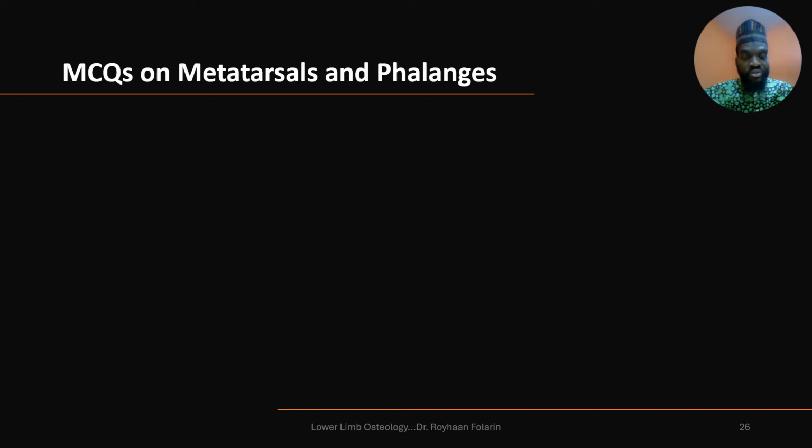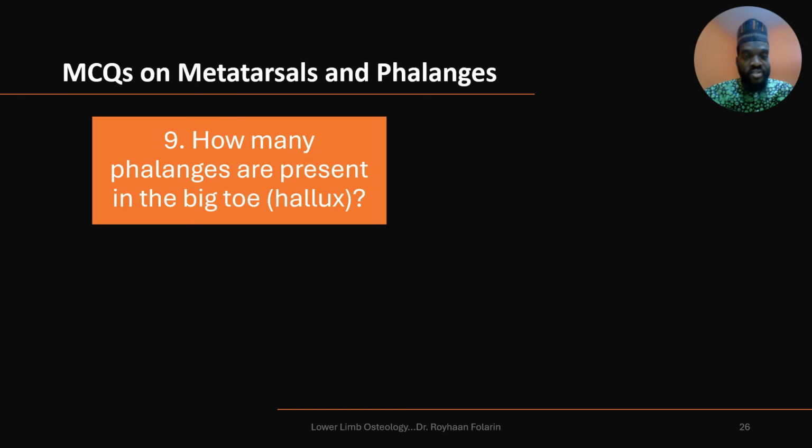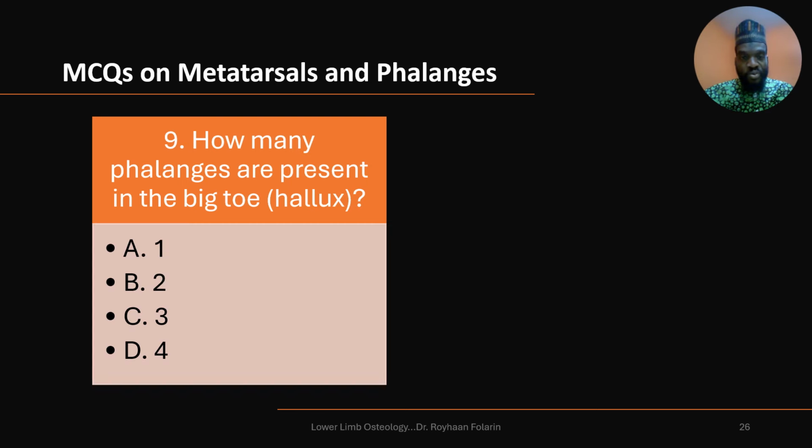I have another question, and that's regarding the hallux. How many phalanges are present in the hallux? That's the big toe. Is it 1, 2, 3, or 4?